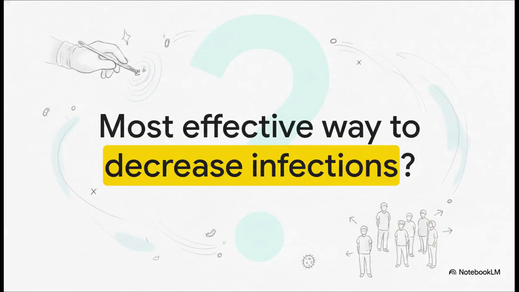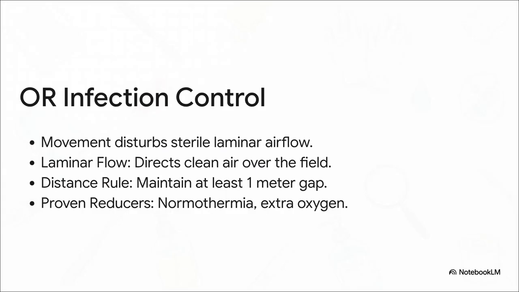Question 30. What is the most effective administrative measure to decrease nosocomial surgical site infections within an active operating theater? The absolute most effective measure is B, strictly minimizing movement and number of staff. It all comes down to the physics of the room. Movement causes a disturbance of the established sterile laminar airflow ventilation.